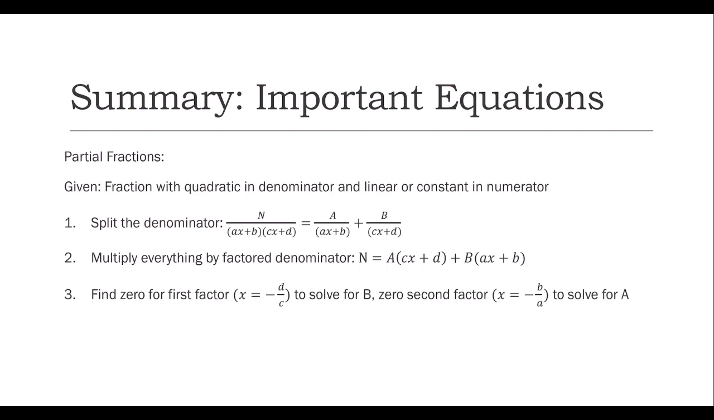Then you'll multiply everything by the factored denominator, which will then give you n equals a times cx plus d plus b times ax plus b. You'll find the 0 for the first factor, which would be negative d over c, and use that to solve for b. And then you'll find the 0 of the second factor, which would be x equals negative b over a, and use that to solve for your a value. And then you'll plug those in to have your final partial fractions.